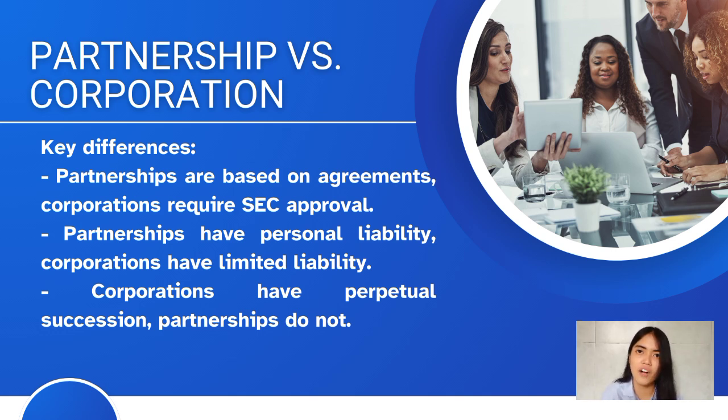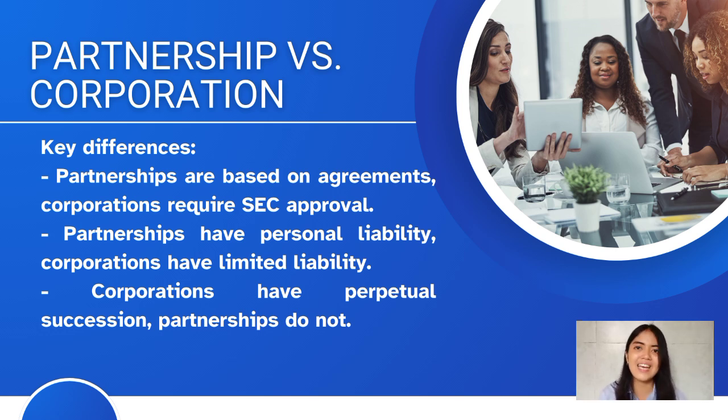7, transfer of interest. Partnership interest cannot be transferred without consent, while corporate shares can be freely sold. Duration. Partnership exists as agreed, while corporations have a 50-year term renewable for another 50 years. Dissolution. A partnership dissolves when partners decide, while a corporation needs state approval to dissolve.